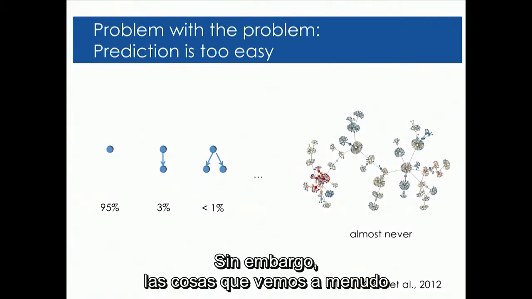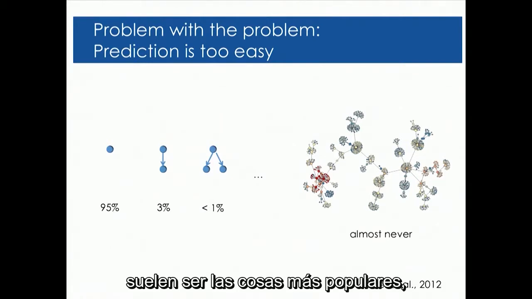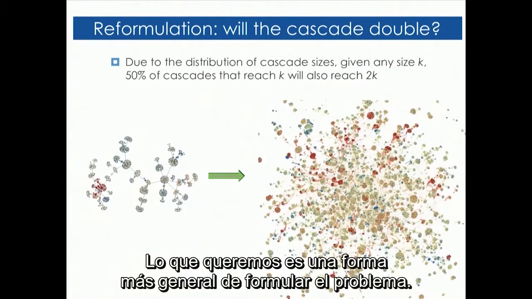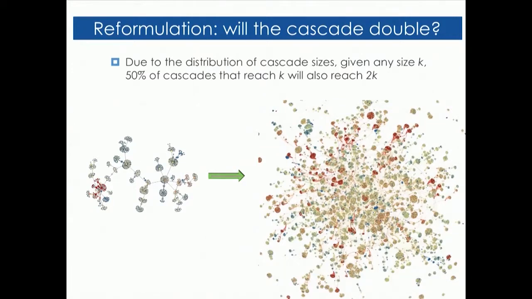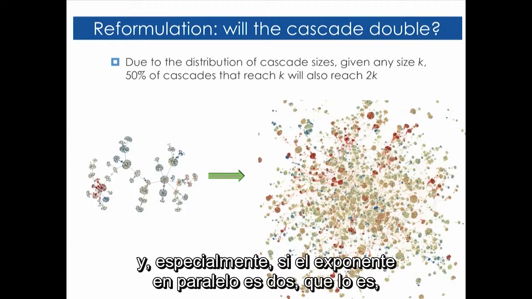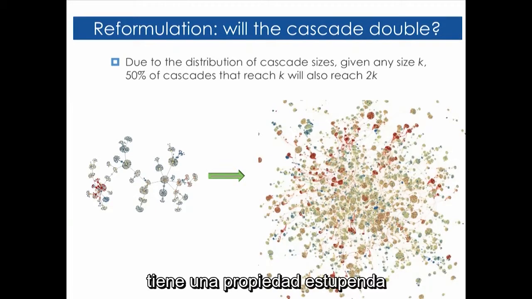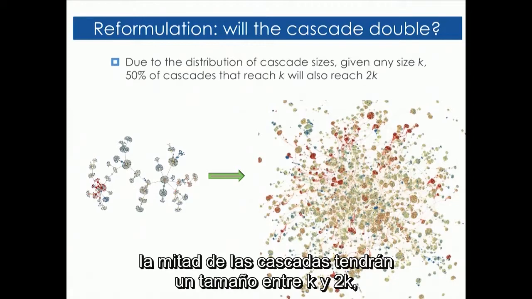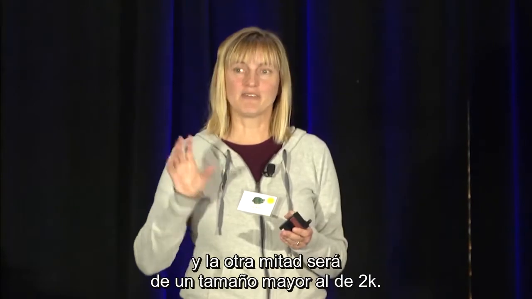However, the things that we tend to see tend to be the more popular things, the less frequently occurring but very broadly distributed items. And so what we want is a more general way of formulating the problem. Fortunately, power law distributions, which tend to govern the number of reshares per photo, and especially if the power law exponent is 2, which it is, have this neat property that if you take all of the cascades that have reached size k, half of them are going to be of size between k and 2k, and half of them are going to be of size greater than 2k.